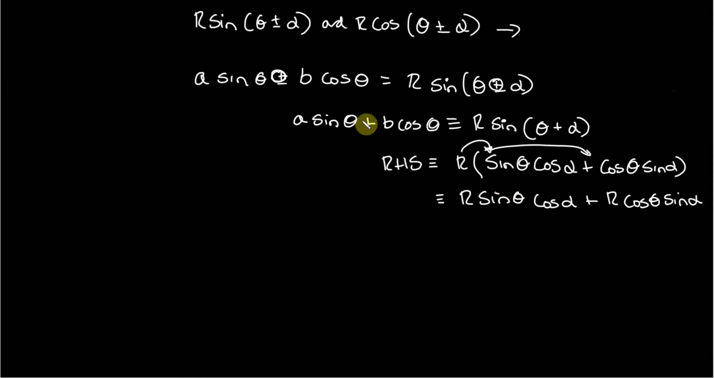And so what's really interesting, we still have on the left hand side here a sine theta plus b cos theta. Now what's really interesting is that if we look at these two expressions, we've got set to be equal to one another, notice the coefficient of the sine term, notice the coefficient of the cos theta term on the left hand side.